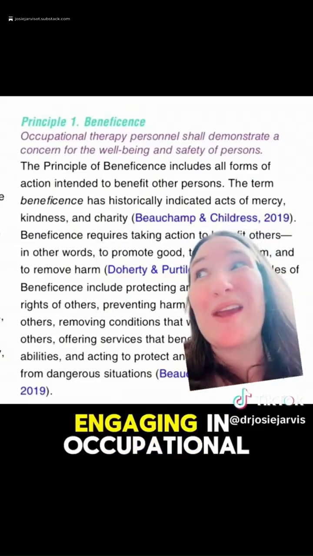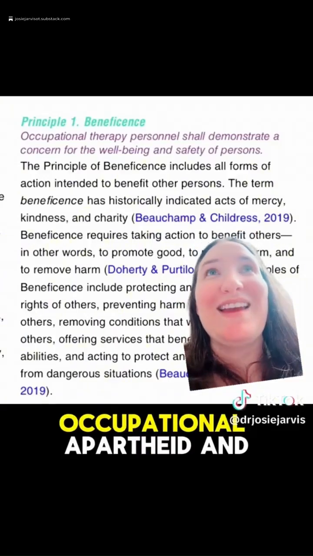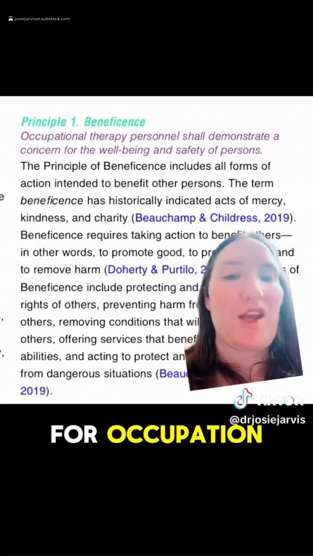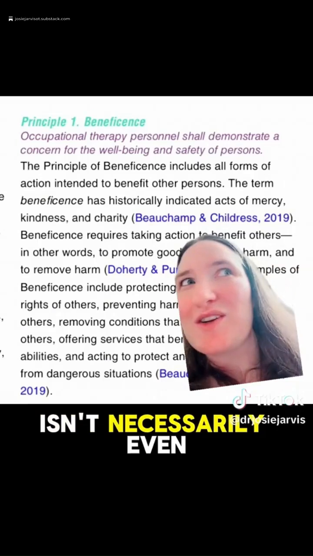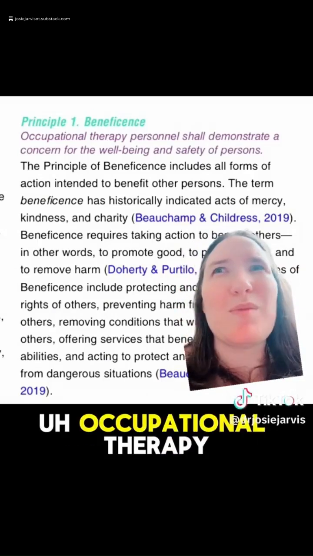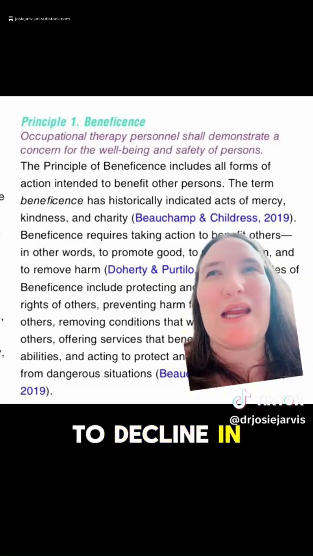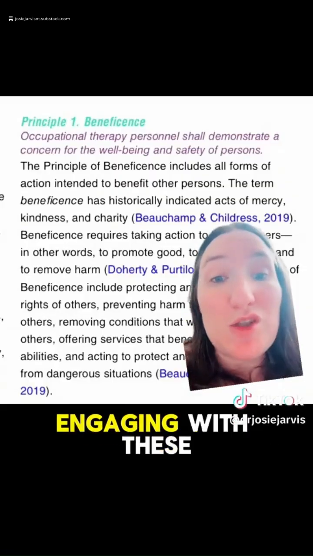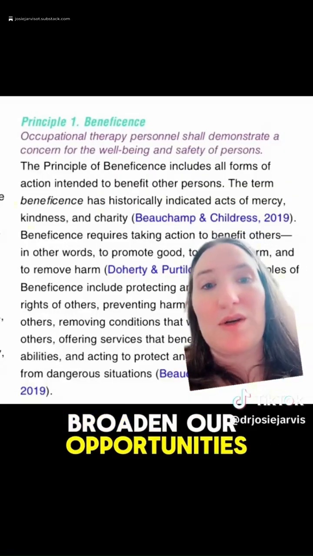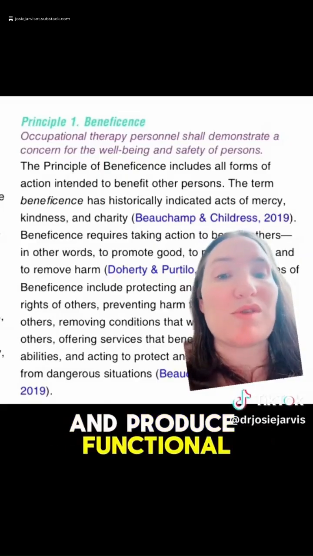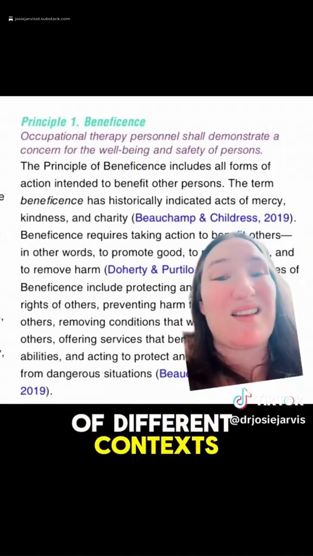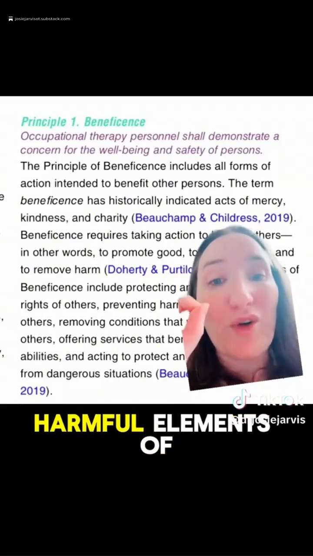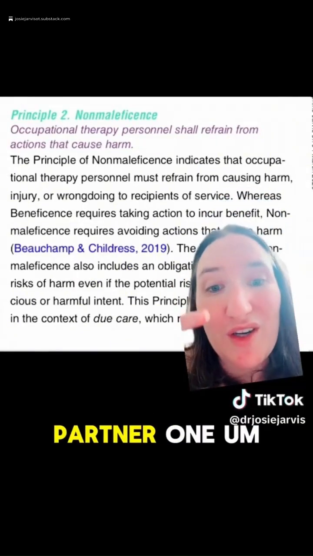Just a little hint about how engaging in occupational science, occupational apartheid, and consciousness can actually create new markets for occupational therapy services. So it isn't necessarily even a lens that would lead to occupational therapy somehow declining in our ability to exist as a reimbursable profession. Engaging with these concepts can actually broaden our opportunities and our skill sets to intervene and produce functional outcomes in a variety of different contexts, including somewhat in relationship to capitalism as we seek to also transform harmful elements of those systems. So this is a partner one.